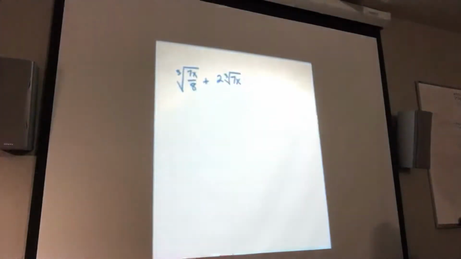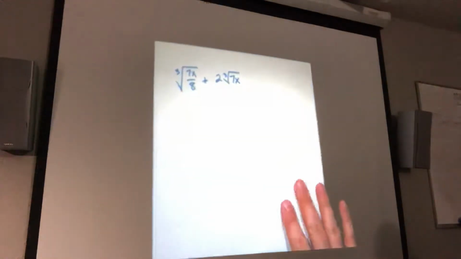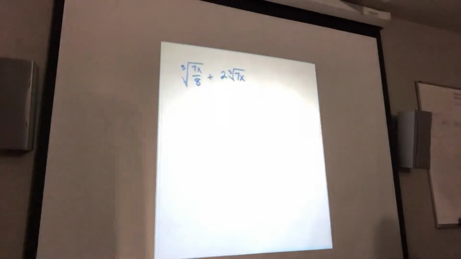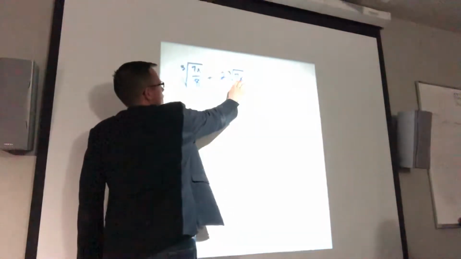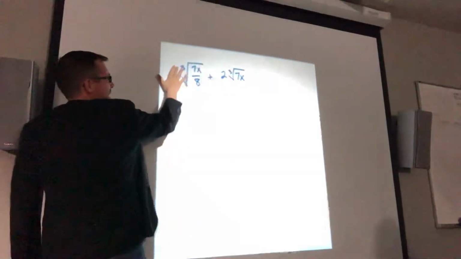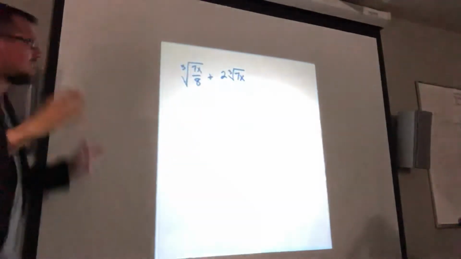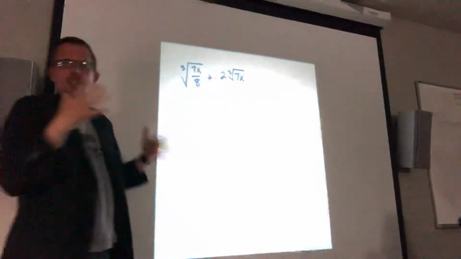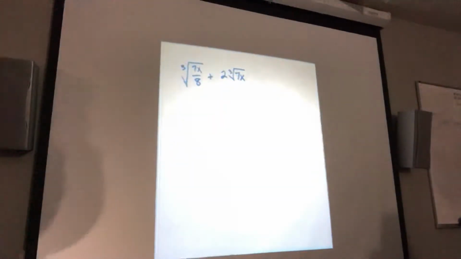So this is the cube root of 7x over 8 plus 2 cube root of 7x. And I'm already kind of thinking that I'm going to be able to combine these. The reason is because this has the cube root of 7x, and this one also sort of has the cube root of 7x in it. Like there's that divided by 8, right? But I can see the cube root of 7x in both of these, so I feel like I'm going to be able to combine them together.